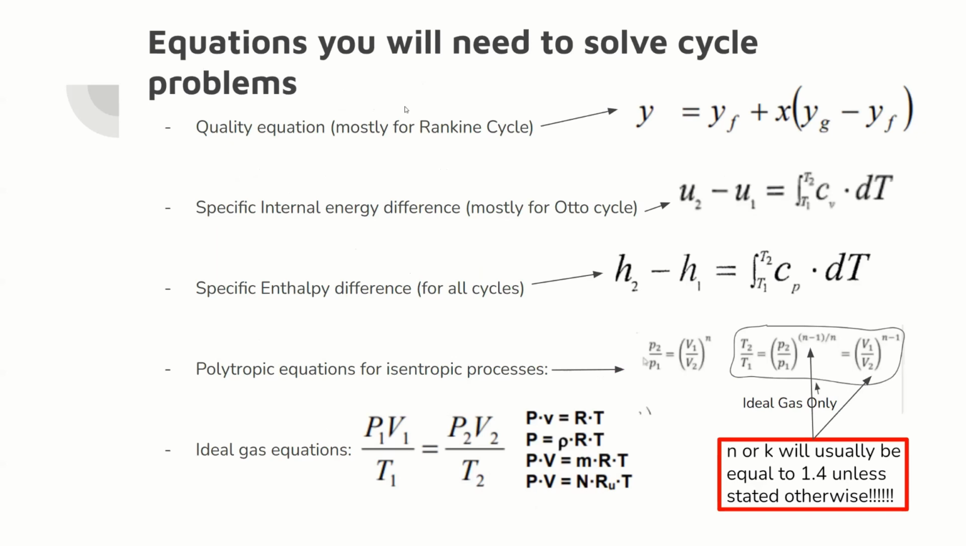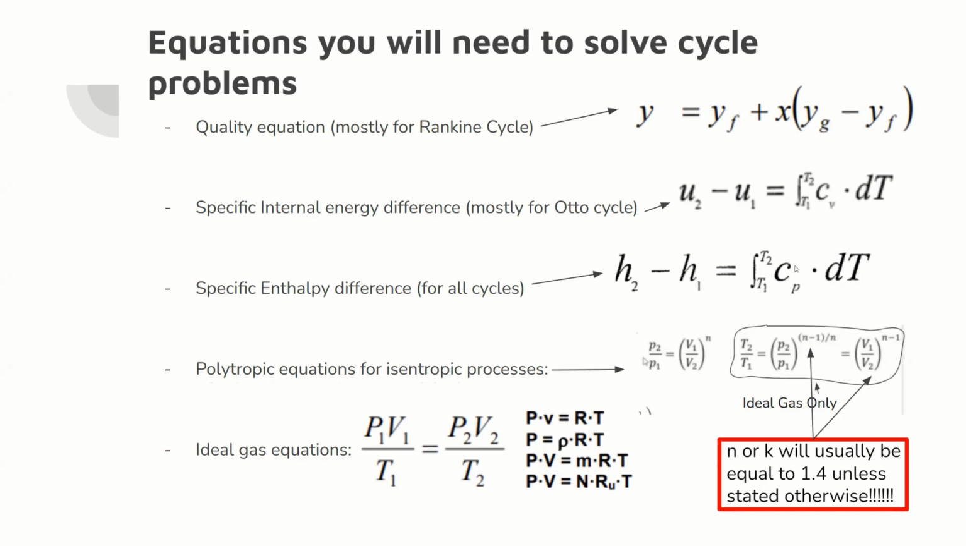Okay, now we're getting into a very important part of the course, where a lot of your points are going to be situated in the final, and that's solving cycle problems. You'll have 3 different types of cycles, and these equations will really help you solve most of the problems in the cycles. You'll have the quality equations, which we saw before. If you're in the mixture phase and you know your quality, then you can find whatever specific intensive property you are trying to study. Or maybe it's the other way around: you know all these properties except for quality, and you just find quality.